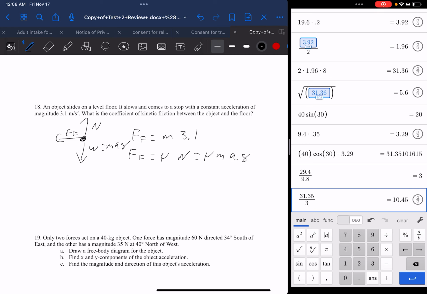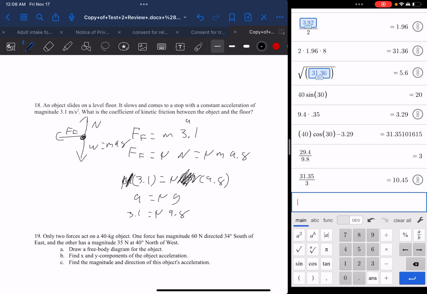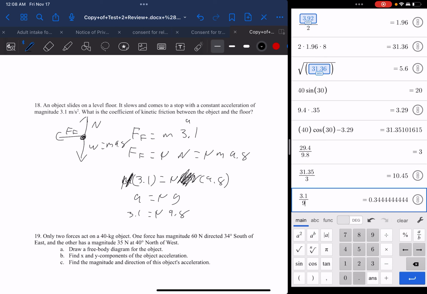Since the force of friction equals the mass times the acceleration, which is 3.1, and it also equals the coefficient times the mass times 9.8, we can rewrite this as the mass times the acceleration equals the coefficient times the mass times 9.8. Since we have a mass on this side of the equation and a mass on this side of the equation, we could divide both sides by the mass, and the mass cancels out. That's why we didn't really need to know it, and we get that the acceleration equals the coefficient times g, or 3.1 equals the coefficient times 9.8, which means the coefficient is going to equal 3.1 divided by 9.8, which is 0.32, which is the answer.